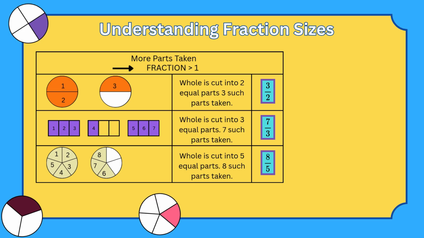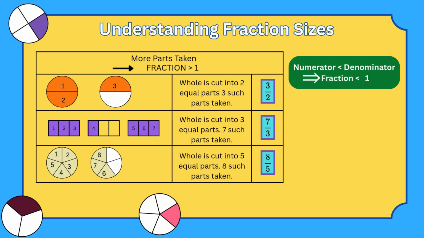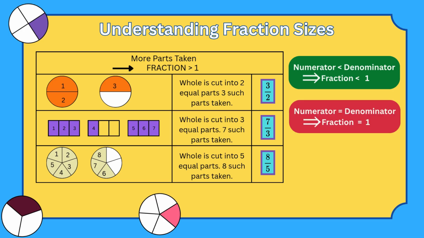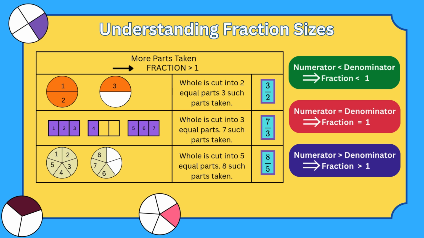So remember, a fraction less than 1 means only some parts are taken, and the numerator is less than the denominator. A fraction equal to 1 means all parts are taken, and the numerator is equal to the denominator. And a fraction greater than 1 means more than one whole is taken. Here, the numerator will be more than the denominator.